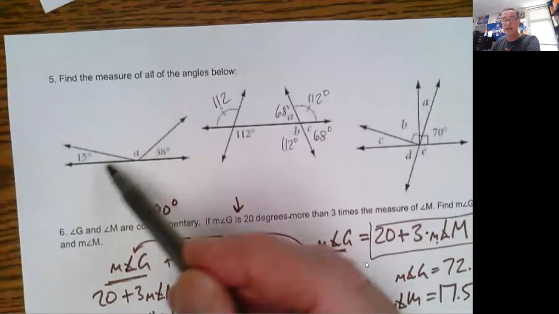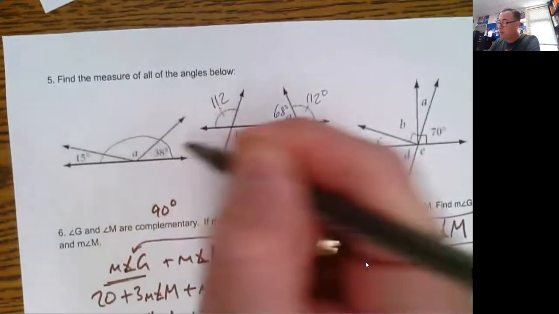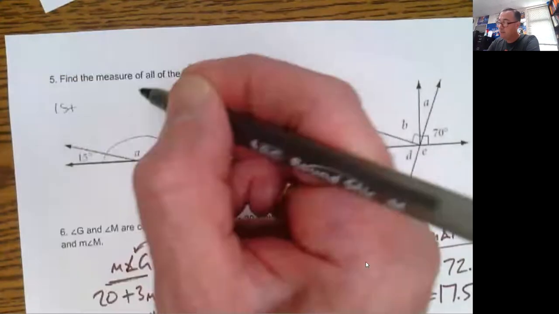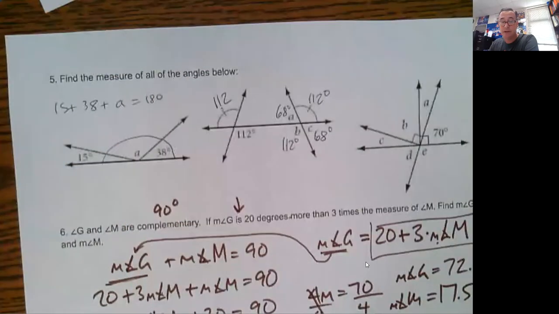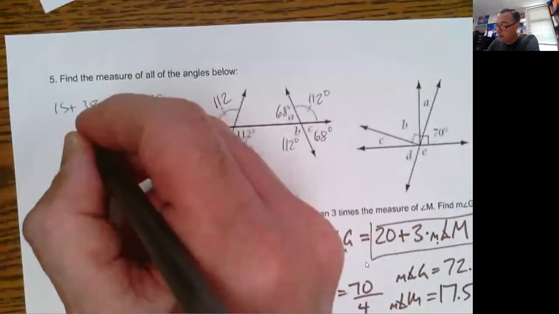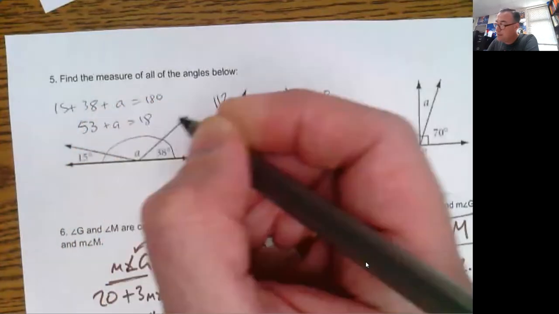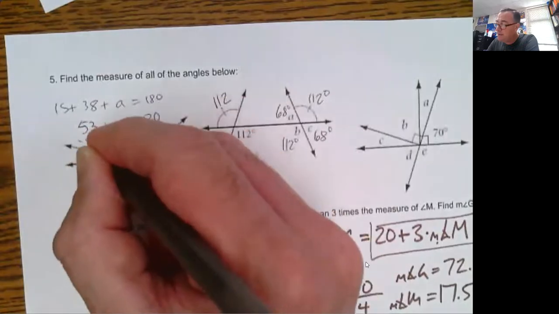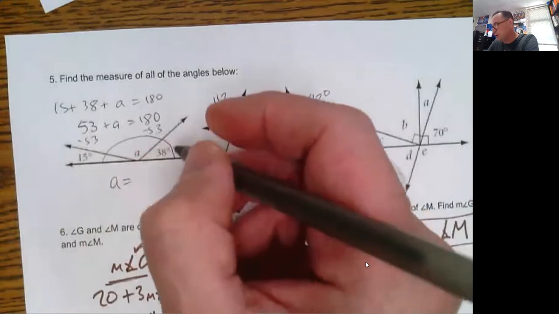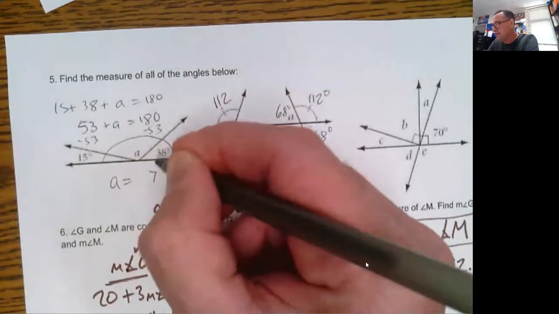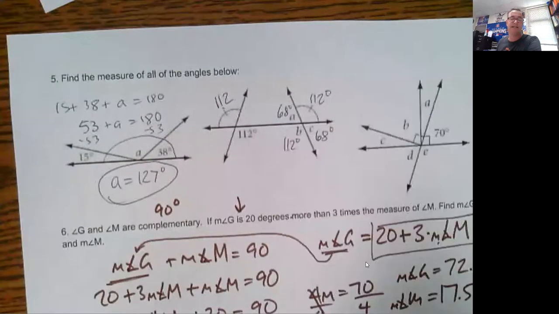It's easier to do one like this because this whole thing is 180 degrees. So basically what I'm doing is saying 15 plus 38 plus whatever A is equal to 180, and then I solve. So 15 plus 38 is going to be 53, which means that the measure of angle A, if I take 53 off of both sides, is going to equal, gosh, what's that going to be? That'll be a 7. That's going to be 127 degrees. Yay, that's the measure of angle A.